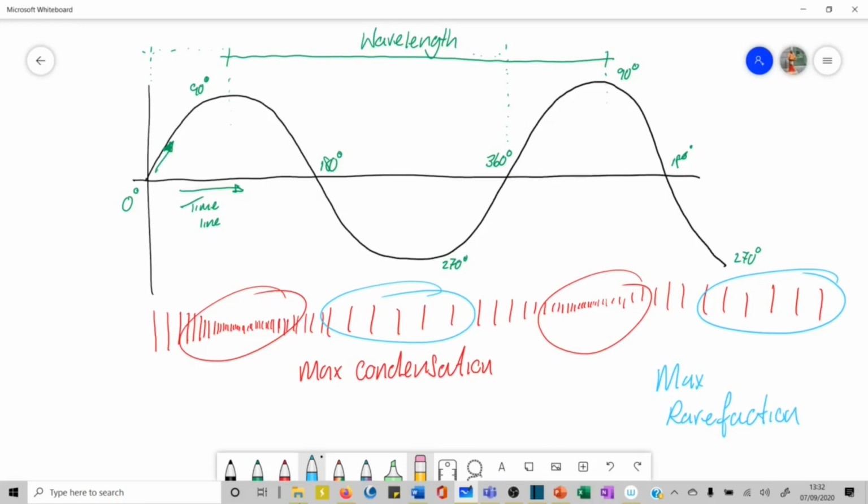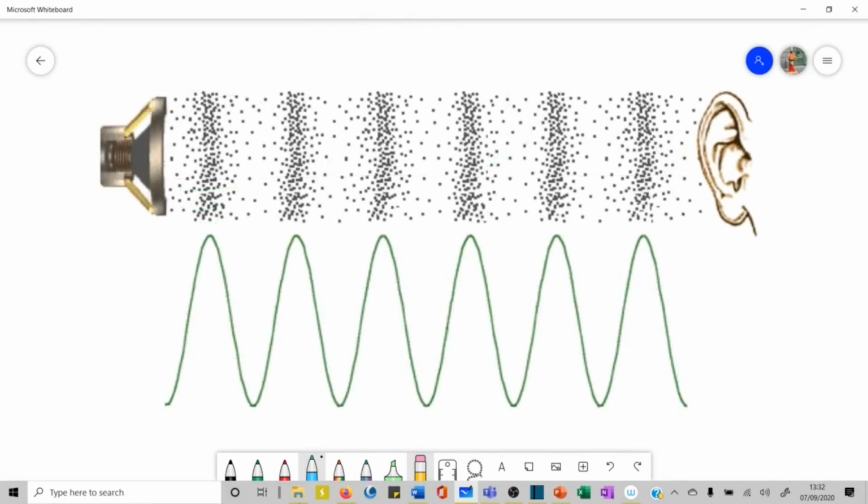Okay, and we can see that in this following image. So here you can see a typical example of sound being produced across here, and then at this point there we've got the maximum condensation.